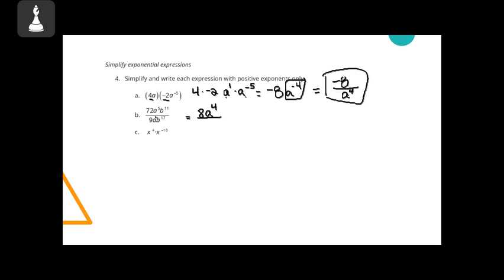And then the last one here, b's. I have 11 b's on top and 17 b's on bottom, so there are more b's on bottom. The difference between them is 6. There are 6 more on bottom.